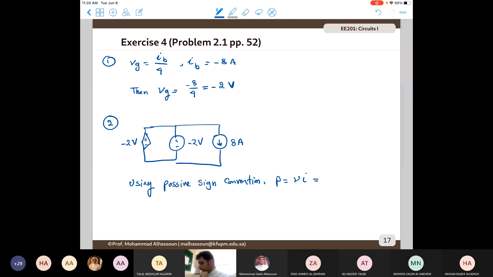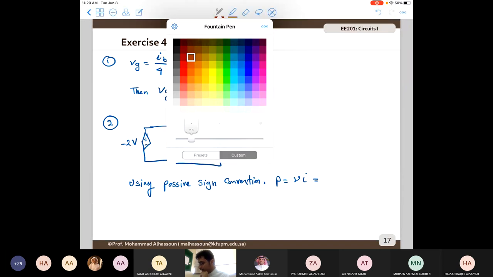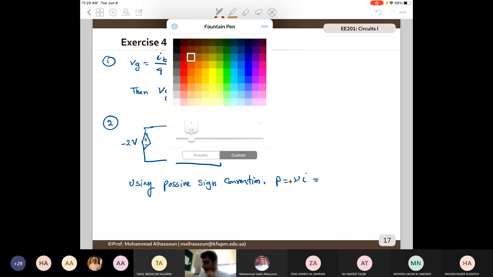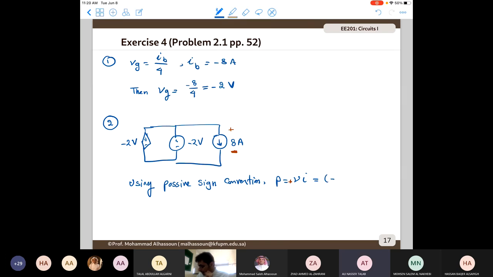According to the passive sign convention, the current flows from the positive, the higher potential, to the lower potential. So we choose the positive side here. And V is negative, right? Right. Multiplied by 8, which is positive, so it's minus 16 watts. So this implies, since P is less than zero, the source is what? Generating power. Yes, delivering or generating power.